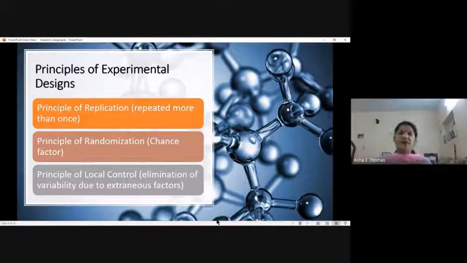But fortunately or unfortunately, we may not be covering that because of the vastness or depth of our study, and maybe because of the scope of the study which we have selected. So that is why when we are talking about principle of local control, we try to eliminate the variability caused by the extraneous factors. Now, how do we do?